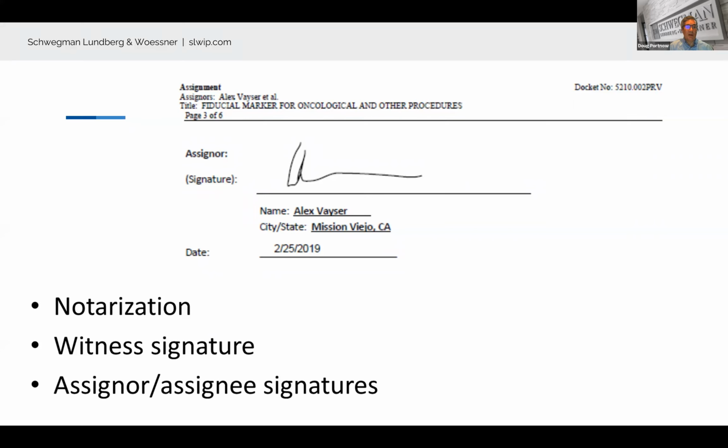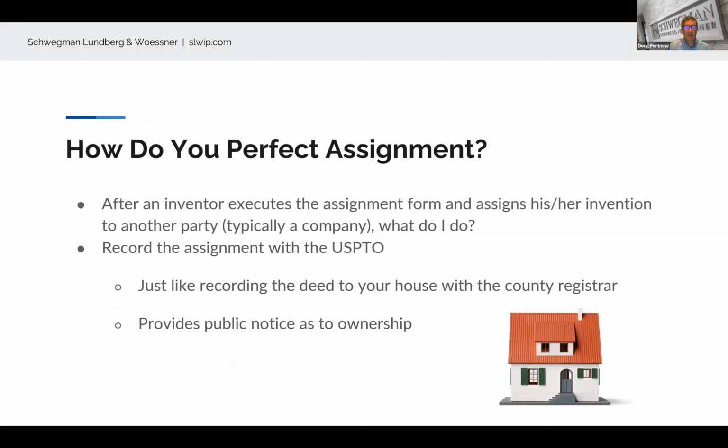So Ryan, we've got an invention, we've got an assignment form signed or executed. What do we do next? How do we perfect assignment? And what is perfection? Well, I'll go through that. It looks like I've got about 10 minutes or so left, so I'll try to speed through it a bit. But perfecting assignment essentially means recording it.